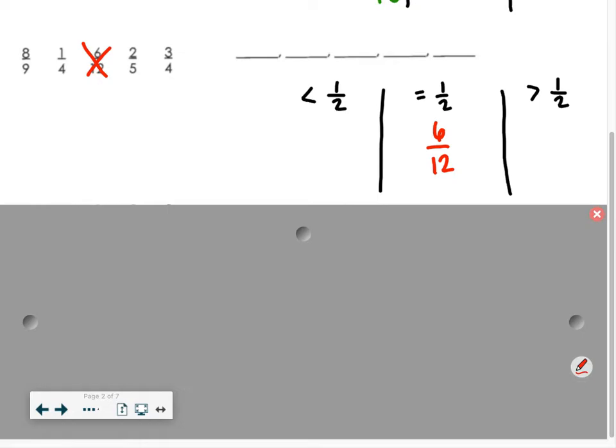Now we have to look at the rest of these to figure out whether they're less than a half or bigger than a half. If we start over here, what's about half of 9? 4.5. If I have 8 9s, is that greater than a half or less than a half? Greater, right? Because 8 is greater than 4.5.